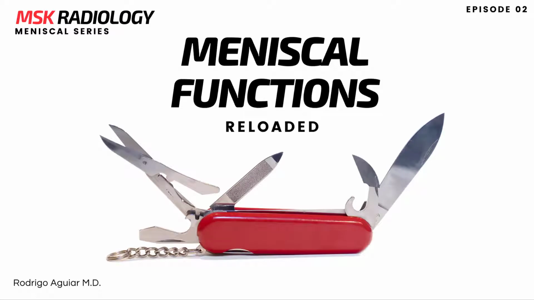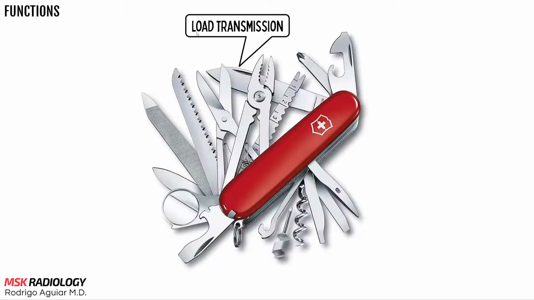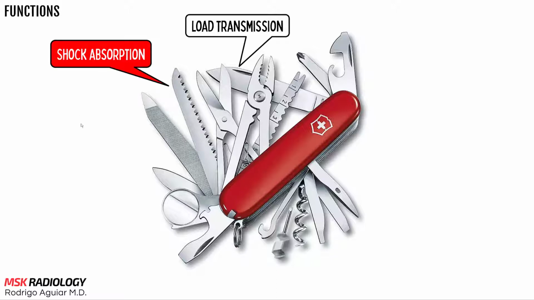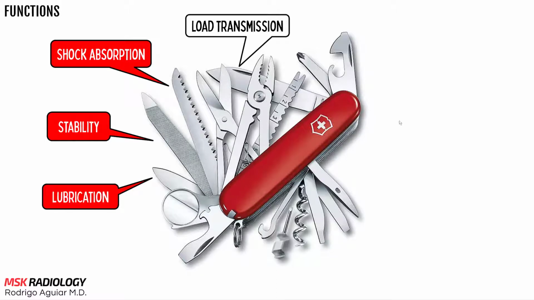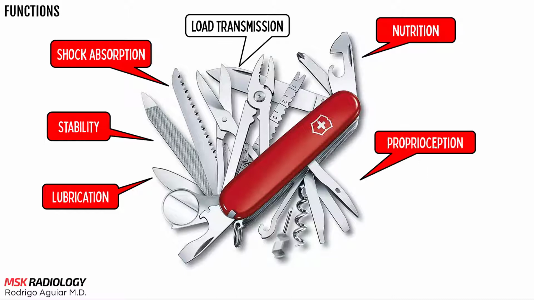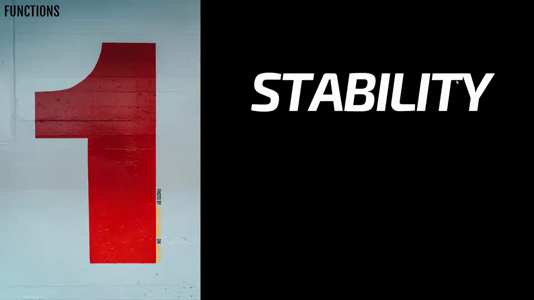So the meniscus is like a Swiss Army knife with many different functions. Besides the primary function of load transmission, the meniscus has a whole package of secondary functions such as shock absorption, stability, joint lubrication, nutrition, and proprioception. So let's dive into each one of them. Let's start with this straightforward and intuitive meniscal function, the stability.